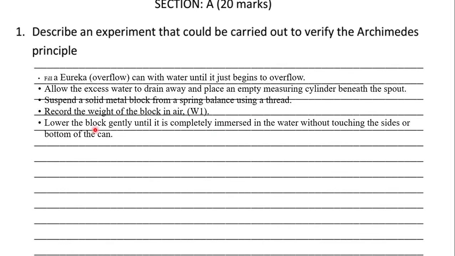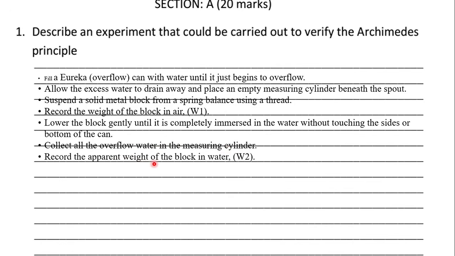Then carefully, while the block is still suspended from the spring balance, lower it gently until it is completely immersed in the water without touching the sides or bottom of the can. Then collect the overflow water in the measuring cylinder. Remember that upon lowering the block into the water, some water is going to be displaced. So you collect that displaced water in a measuring cylinder.